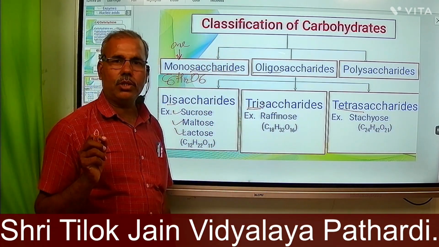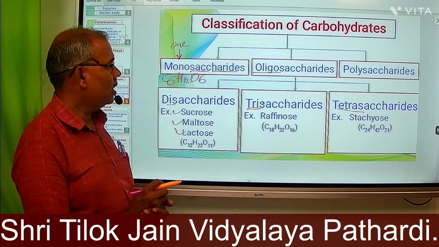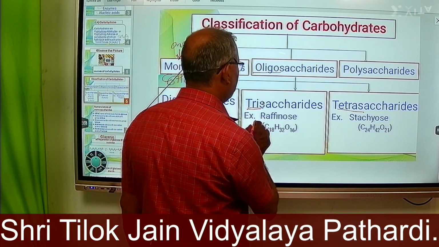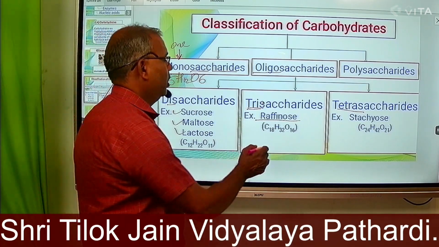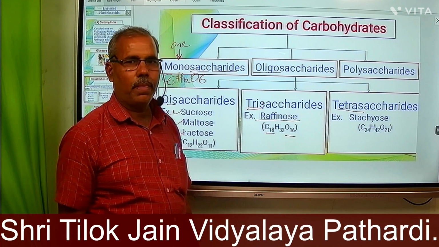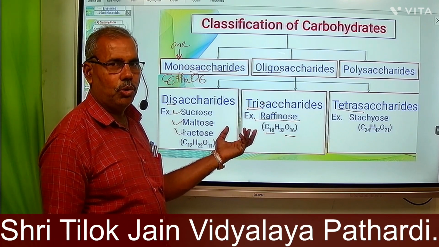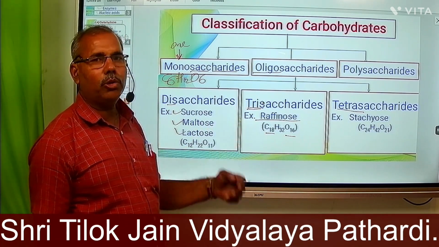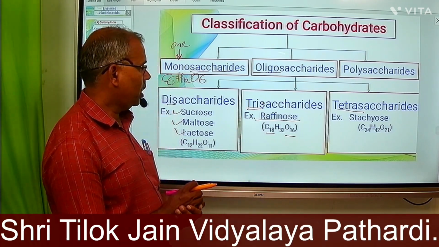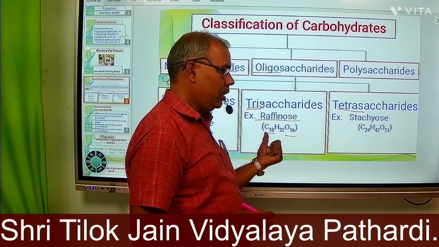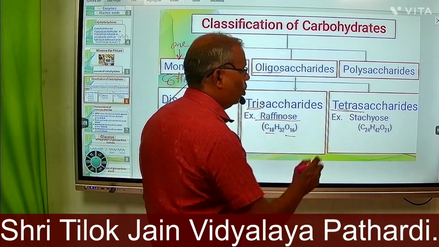Then trisaccharides. Tri means 3. The oligosaccharides which on hydrolysis yield 3 saccharide units are known as trisaccharides. The example is raffinose. The molecular formula of trisaccharides is C18H32O16. Because 3 molecules are combined here, 6 into 3, so 18 carbons are there. But 2 water molecules are given out while forming this trisaccharide from 3 monosaccharide units. Therefore, the molecular formula is C18H32O16.